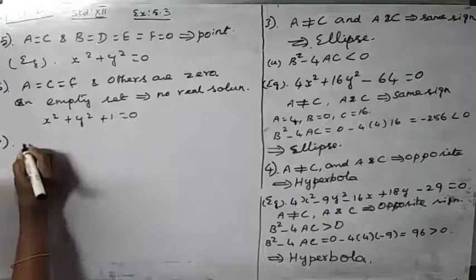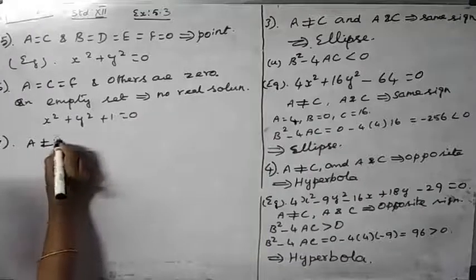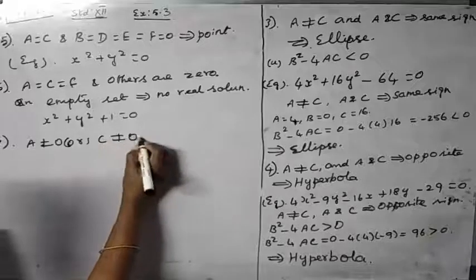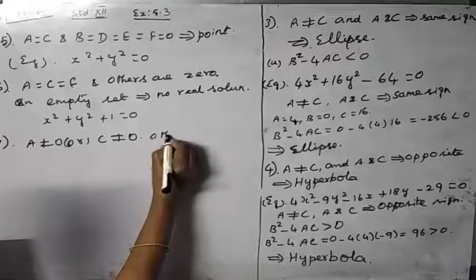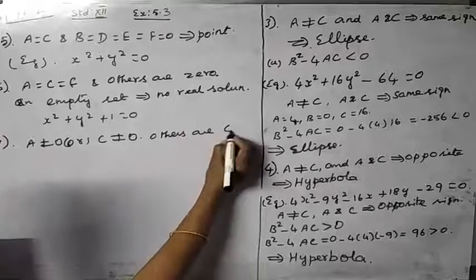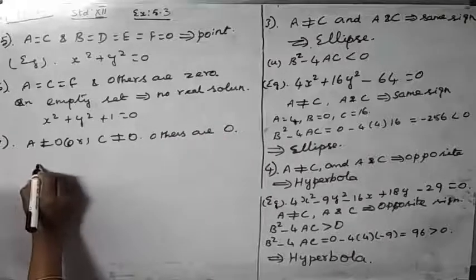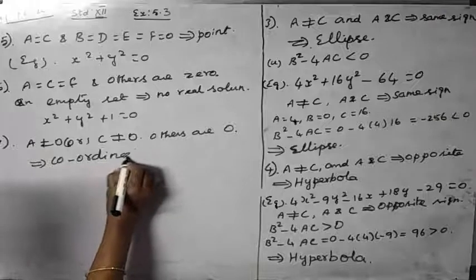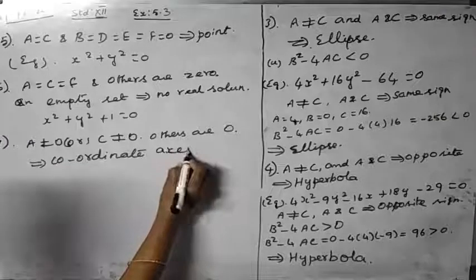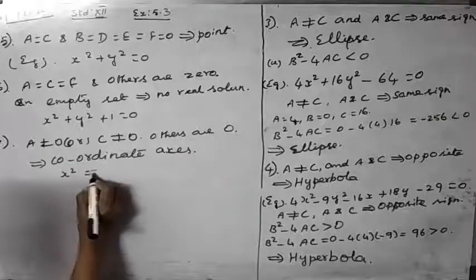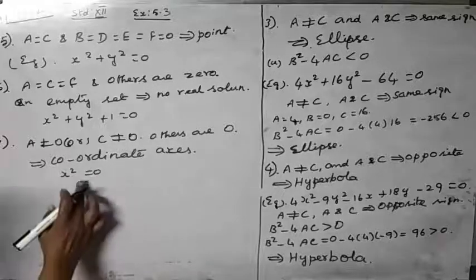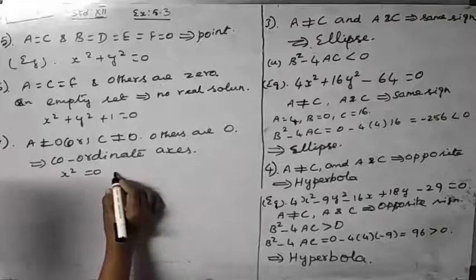And the seventh condition, A is not equal to 0 or C is not equal to 0. Others are 0. இப்படி இருந்துச்சுன்னா coordinate axis அப்படின்னு எடுத்துக்கலாம். இப்போ example, x square equal to 0. That is A is not equal to 0. அப்போ x is equal to 0 னா which implies y axis.